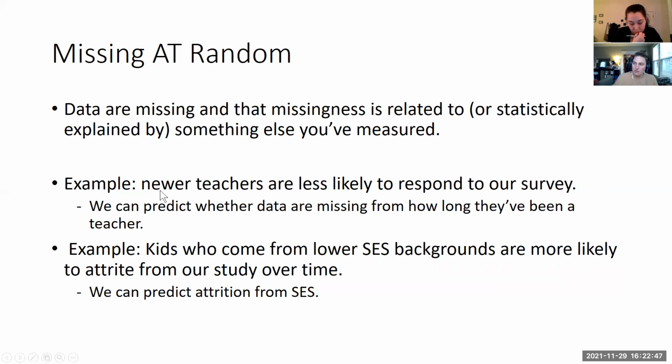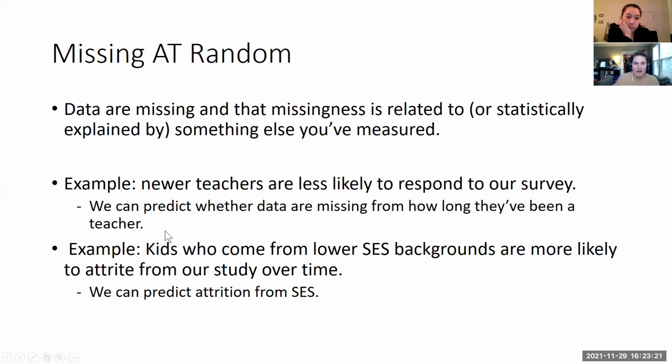So here's an example I have, which is maybe you have newer teachers and they may be less likely to respond to your survey just sort of generally. Newer teachers tend to be more overwhelmed. They just can't handle doing one more thing. So they may not answer your survey. So we can predict whether the data are missing based on how long they have been a teacher. That means the data are missing, but they're not missing because of how they would have responded necessarily. They're missing because of the fact that they're a newer teacher.